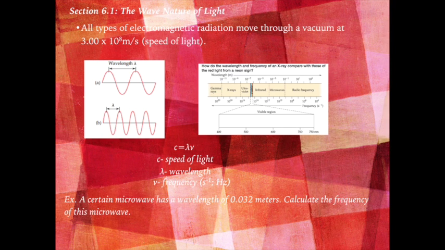So let's look at a problem. Here I tell you that the wavelength for a microwave is 0.032 meters. And so I'm going to use my equation. I've got c, which is 3.0 times 10 to the 8th, equals 0.032 times my frequency. I'm going to divide both sides by my wavelength. And I get, for my frequency, 9.4 times 10 to the 9th hertz.